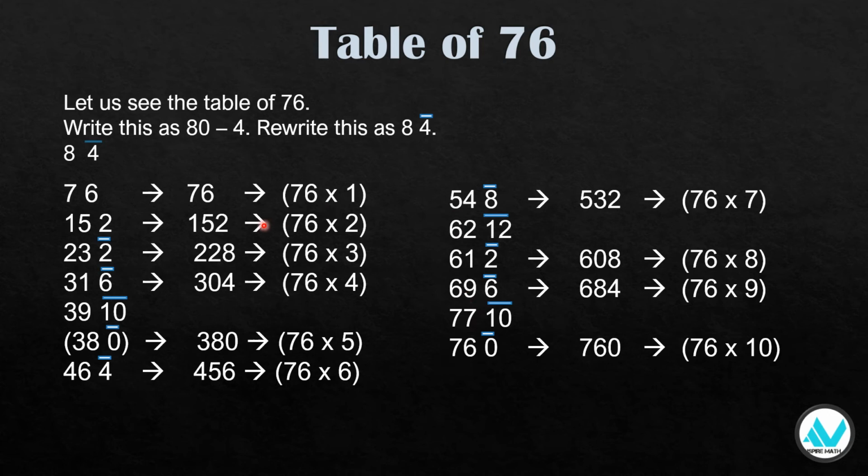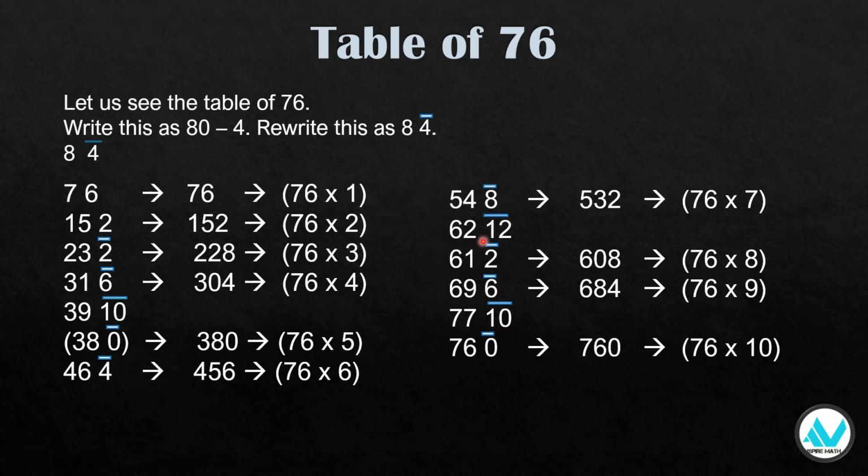Now come back to wherever there are bar signs. Here I have to eliminate this bar. For that, let me borrow. 23 minus 1 gives me 22 and 10 minus 2 gives me 8. That is 76 threes are 228. Now from here, 31 minus 1 gives me 30 and 10 minus 6 gives me 4. In a similar fashion, let us finish all the table.